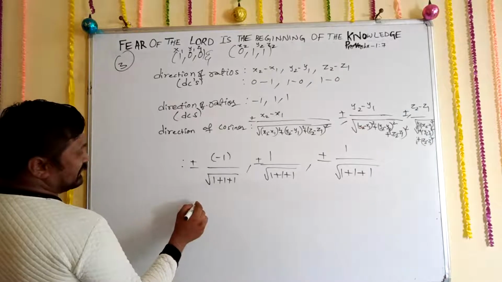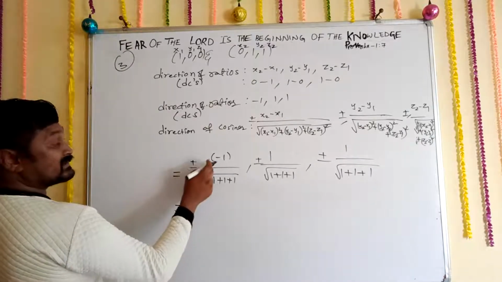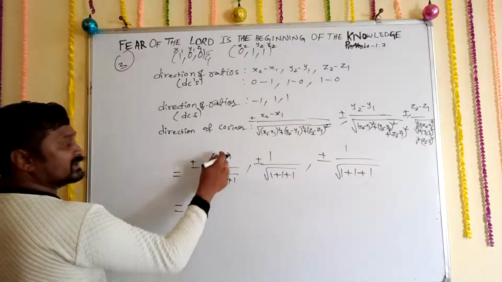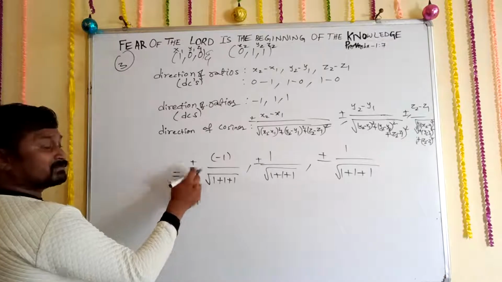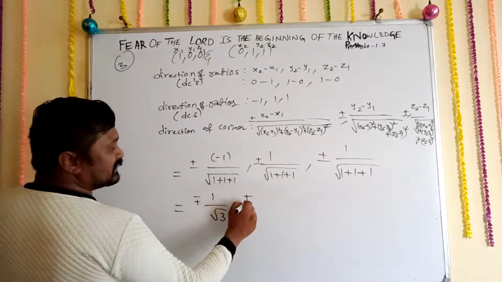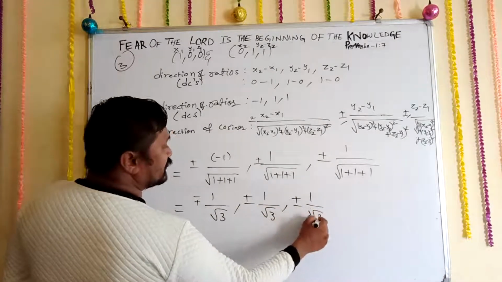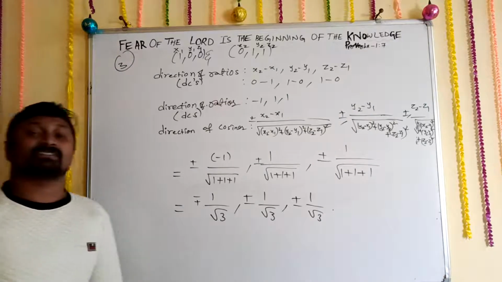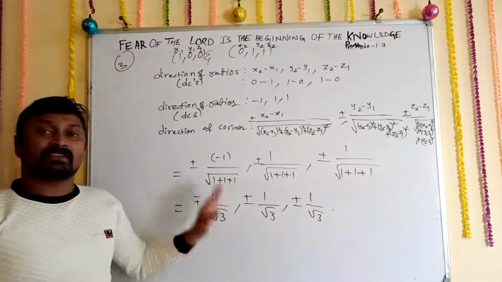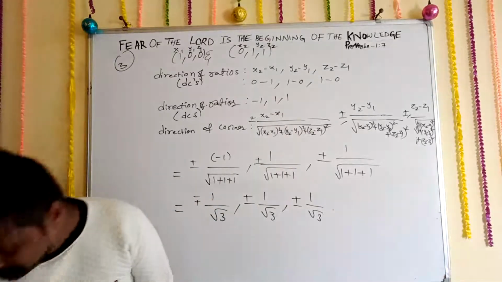So that is equal to plus or minus. Here there is a minus symbol, so plus into minus is minus, minus into minus is plus. So this becomes minus and plus 1 upon root 3. Then here plus or minus 1 upon root 3, plus or minus 1 upon root 3. In this way we have to find direction cosines if the angles are not given. Okay, so that is about that, and we'll go for the last problem of today.